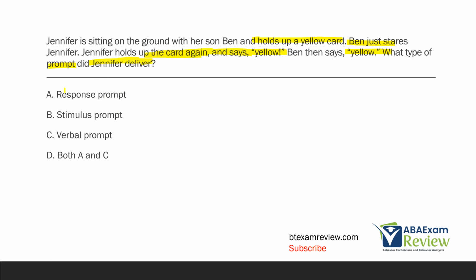So it is A, a response prompt, but it's also C, a verbal prompt. A good lesson, and you never just pick the first answer you like. You read all your answer choices, because Jennifer's prompt is a response prompt that acted on the response of yellow, right? And it was also a verbal prompt because it's easy to spot. She verbally prompted Ben to say yellow. So what type of prompt did Jennifer deliver? Well, D, both A and C.